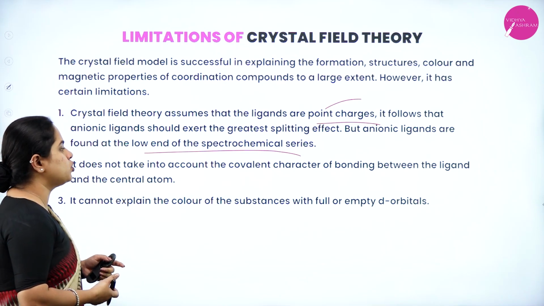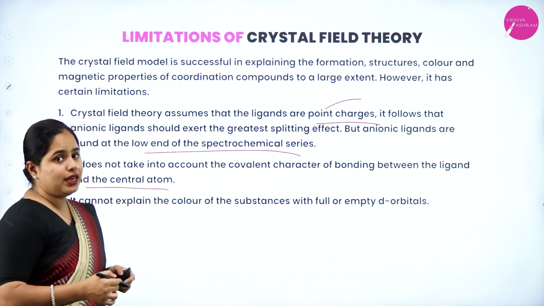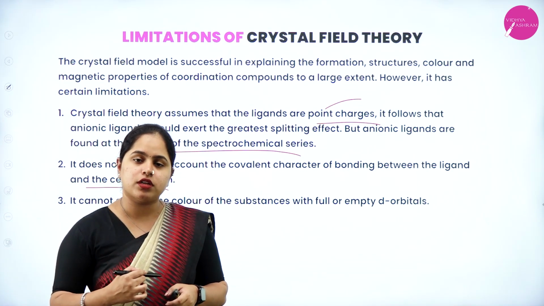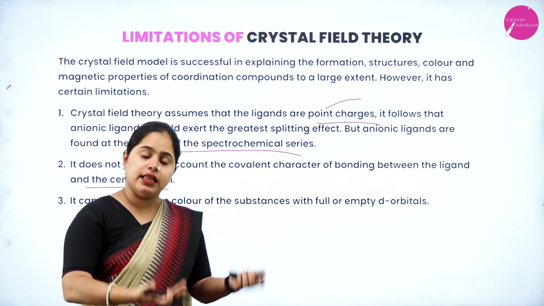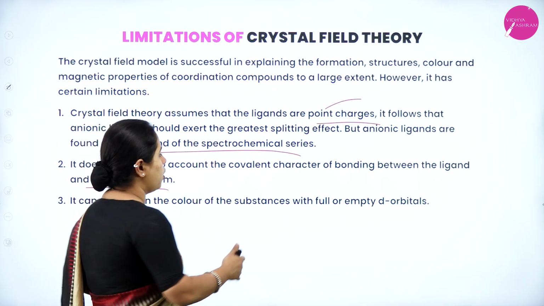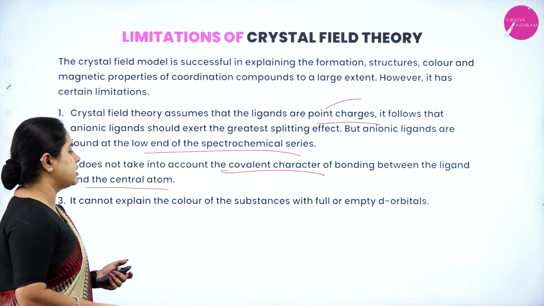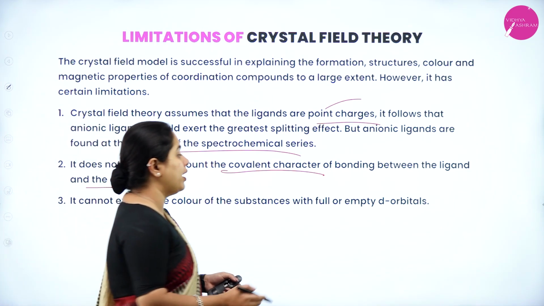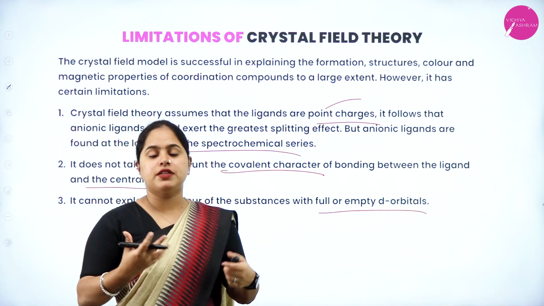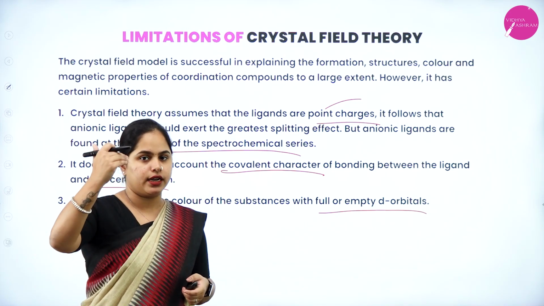Now it does not take into account the covalent character of bonding between the ligand and the central atom. As it is considered a point charge, this was also discussed: according to crystal field theory, the metal-ligand bond is considered ionic. But there was no discussion of the covalent character of the metal-ligand bond, right? And it could not explain the color of substances with fully filled or empty d orbitals. Okay, so if there are d electrons, what happens with the absorption of light? The d electrons will move to the higher energy level.